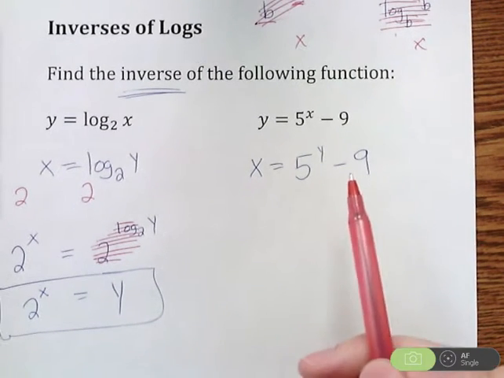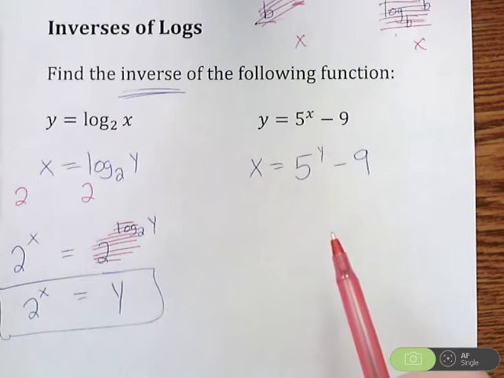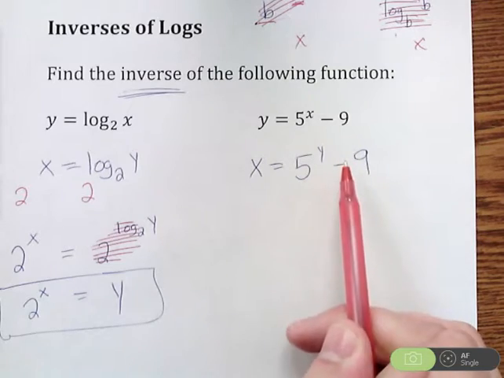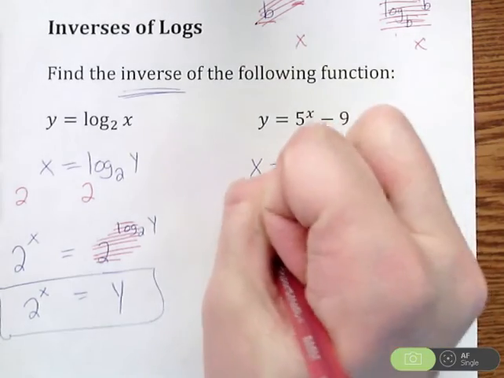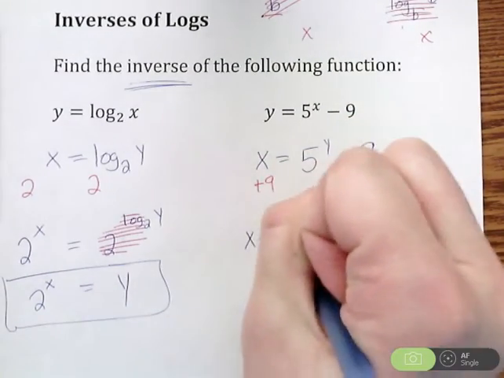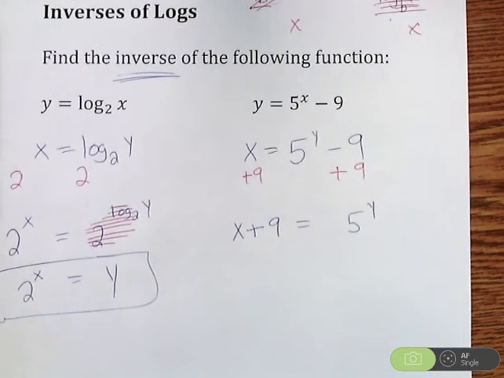So again, my goal is to try and get y by itself. So I have this base of 5 raised to the y and a minus 9. Since I'm solving for y here, I'm doing the order of operations backwards. So I'm going to get rid of this minus 9 by adding 9 to both sides. That's going to give me x plus 9 equals 5 raised to the y.